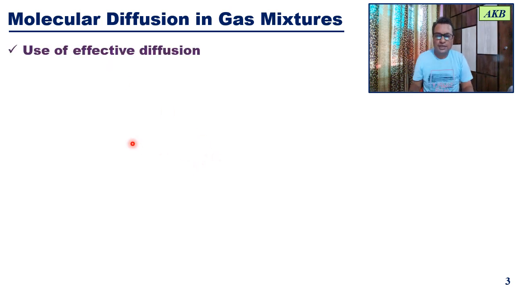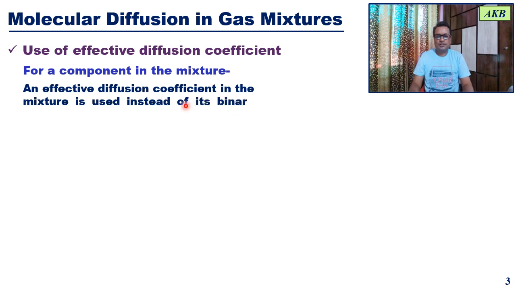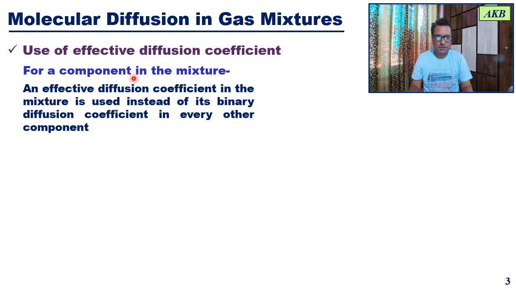What we will be doing is using an effective diffusion coefficient. You can deal with molecular diffusion in multi-component gas mixtures by using an effective diffusion coefficient. Now what is this effective diffusion coefficient? For a component in a multi-component gas mixture, an effective diffusion coefficient in the mixture is used instead of its binary diffusion coefficient in every other component. So instead of considering the diffusion coefficient of a component in every other component, you can use an effective diffusion coefficient.